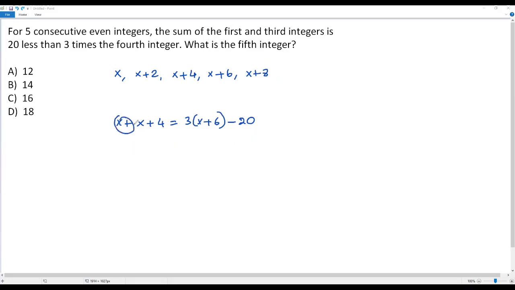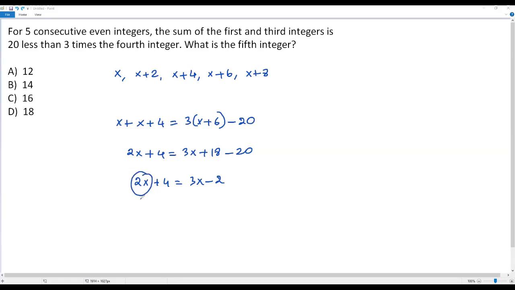When I combine this x and x over here, I'm getting 2x positive 4. Now I can distribute this 3 to this x and positive 6, and then I'm getting 3x positive 18, negative 20. So 2x positive 4 equals 3x. When I combine this positive 18 and negative 20, I'm getting negative 2. Here I'm trying to solve for the variable x, but the variable x appears on both sides of the equation. We have to get rid of the variable on one of the sides. Let me get rid of the variable on the left side.